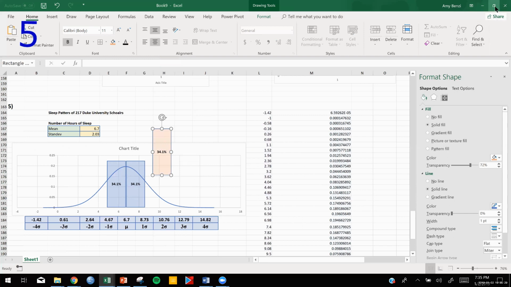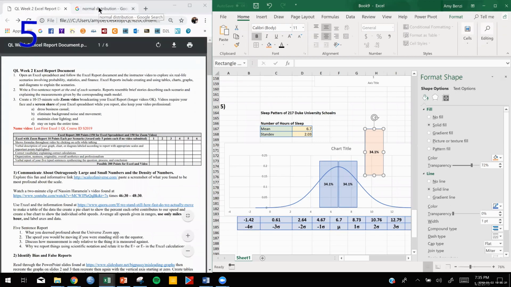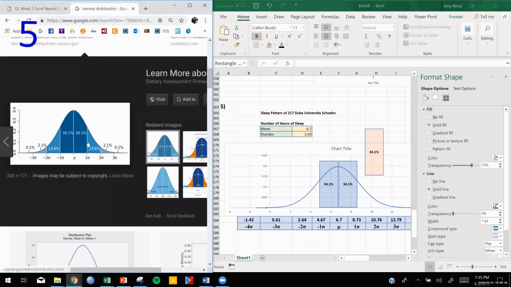What percent was that? Let's go back and look at our normal distribution curve, and it was 13.6. So I'm going to change this to 13.6%. And I'm going to copy it. Let's see, Control C, Control V. I think I copied it on top of itself. We've already seen that happen a couple times. All right, so there's that one, and there's one on that side. So there's my second standard deviation.